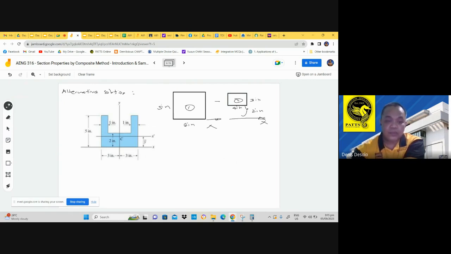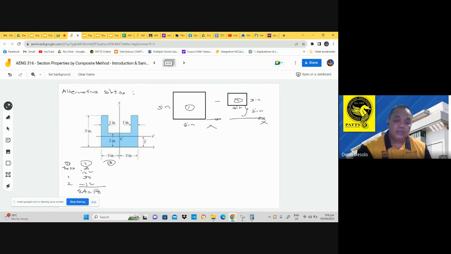So if I do the column 1 parts, I only need to consider two parts. So the area per inch. First part, 6 times 5, so that is 30. Second part is 4 times 3, 12. But since you're going to subtract the area, that should be minus. So if you solve for the total area, you will still get 18. Similar to what we had on the earlier method, no?